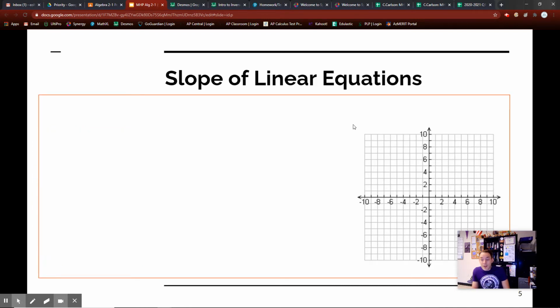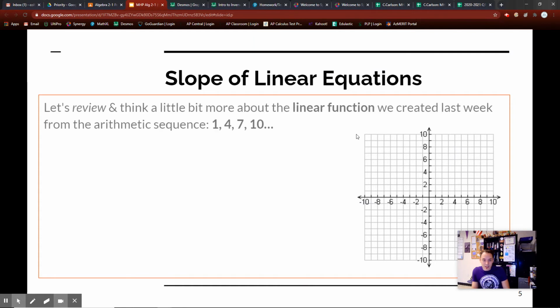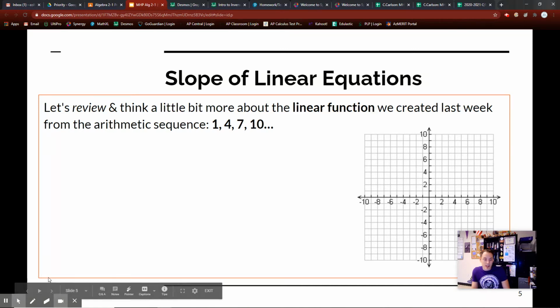So let's review slope of a linear equation. Slope of linear equations. So let's think back to one lesson in particular last week, the functions lesson. Think back to the linear function we created last week with the arithmetic sequence. Our arithmetic sequence is 1, 4, 7, 10. Okay?